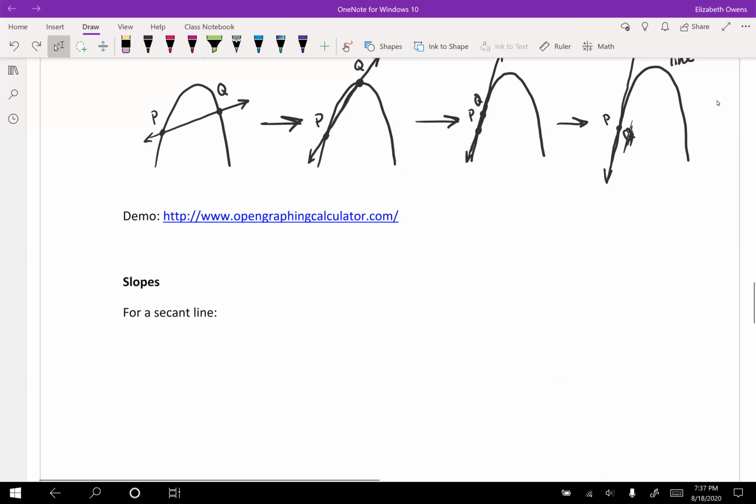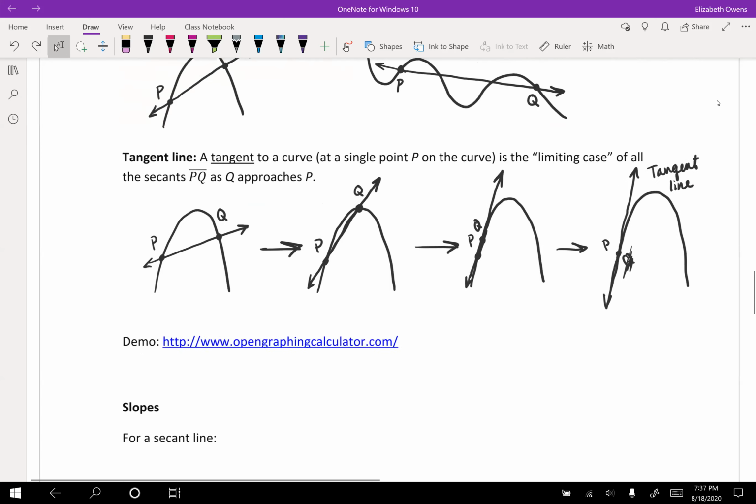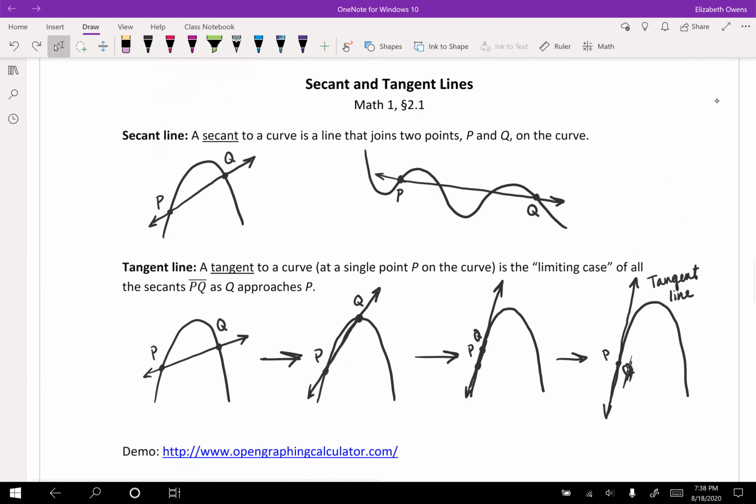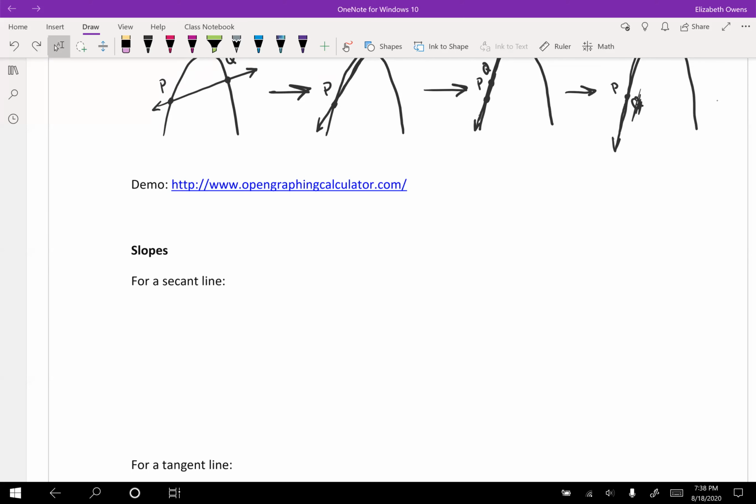We're here to finish up section 2.1 with a look at the slopes of secant lines and tangent lines. So let's start out by looking at the slope of a secant line. Recall from the last video that a secant line was a line that joins 2 points on the curve. So we need to come up with the slope of a line between 2 points.